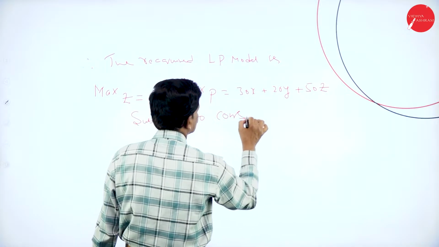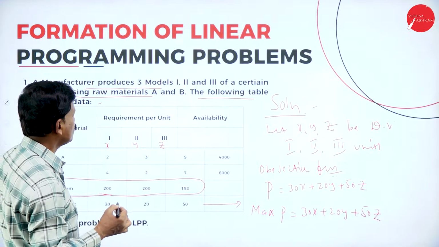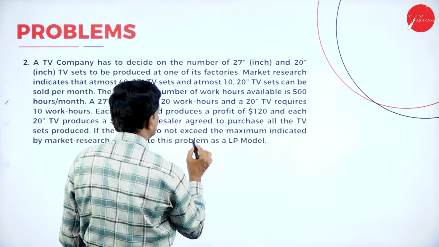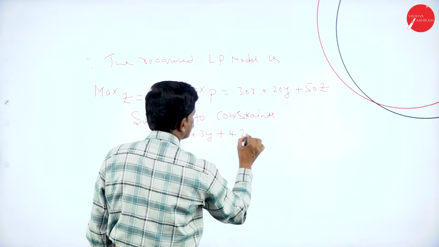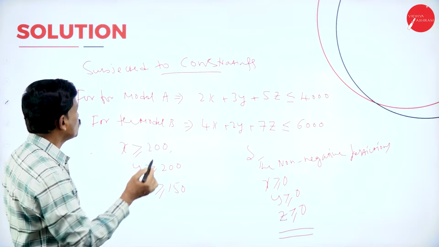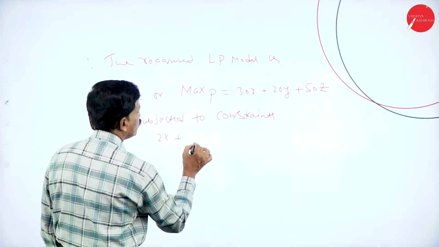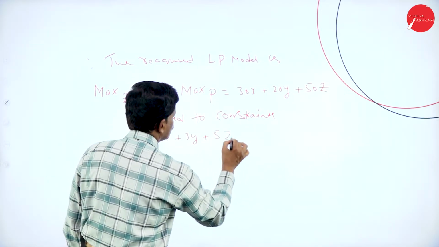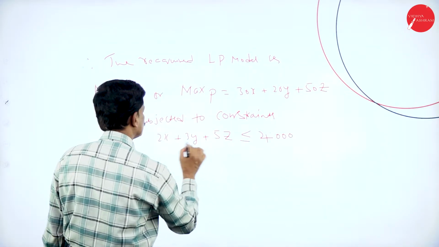constraints. What are the constraints we got? 2x plus 3y plus 5z is less than or equal to 4000. These are the constraints. Subject to the constraints: 2x plus 3y plus 5z is less than or equal to 4000, first equation.